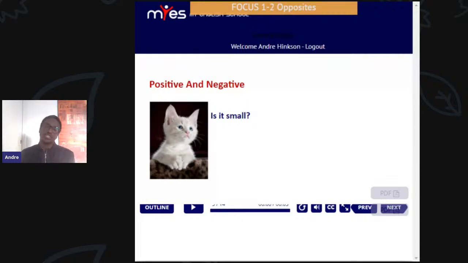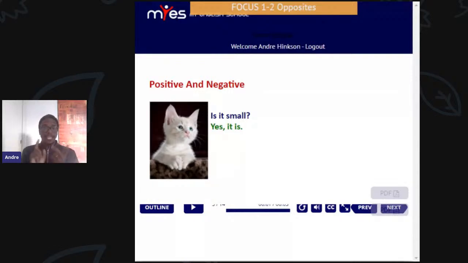So let's look at this picture. We're asking the question, is it small? So we're asking, is this cat small? How would you answer this question? Let's see. Is it small? Yes, it is. So here we have the positive or the affirmative. We have the question, is it small?